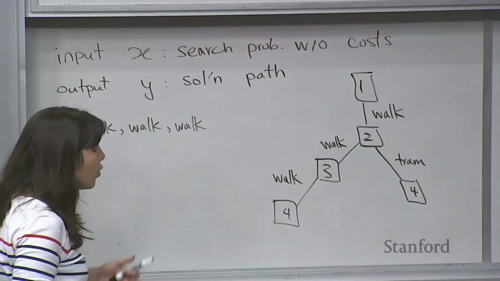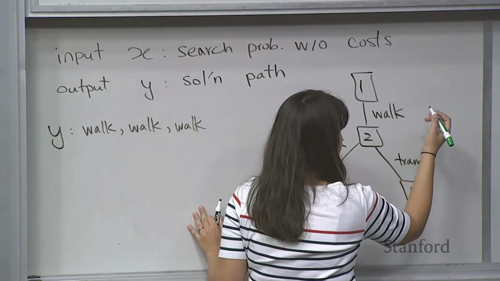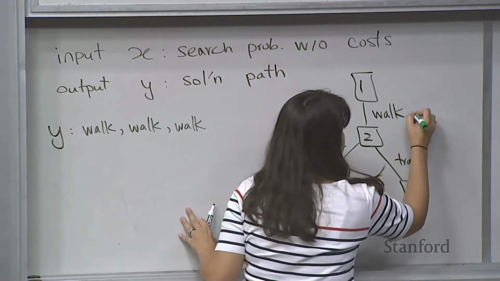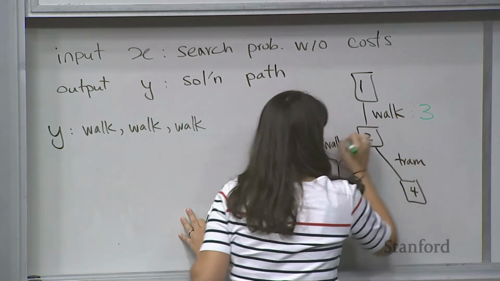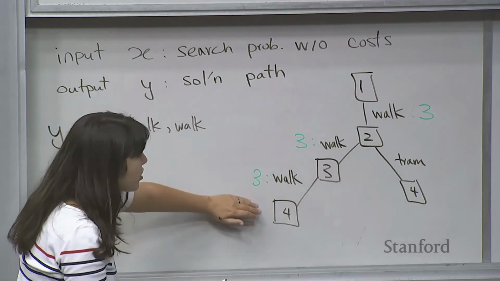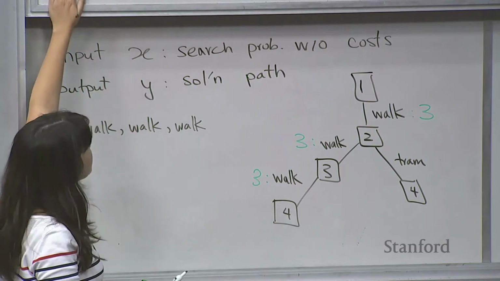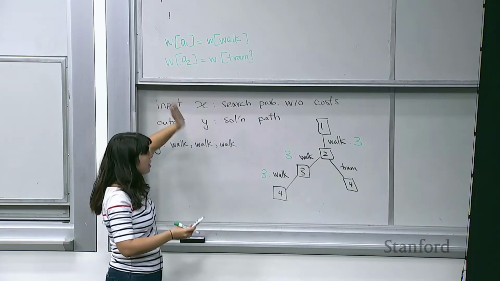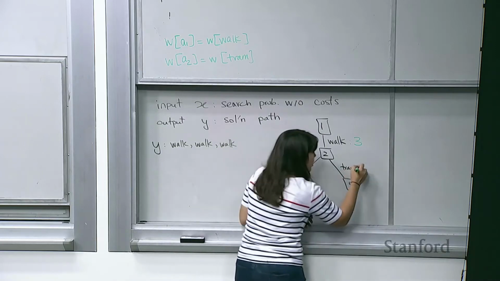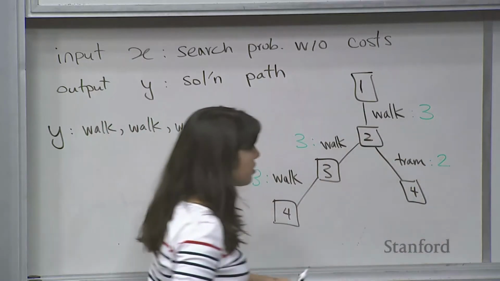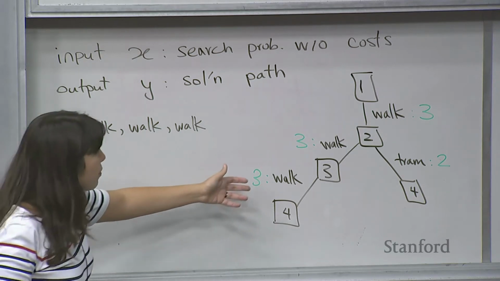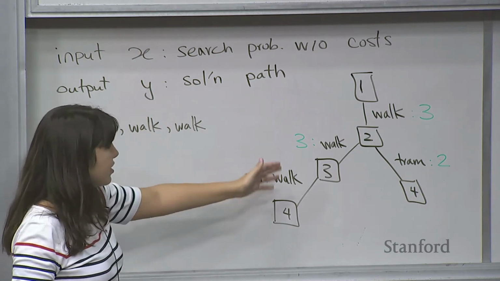Okay? So what I'm suggesting is let's just start with these weights. So I'm going to say walking costs 3. And it's always going to cost 3. Again, the reason is I'm basically saying my weights only depend on the action. They don't depend on the state. And I'm going to say, well, why not? Let's just say the tram takes the cost of 2. Okay? So this doesn't look right, but let's just assume this is the starting point.